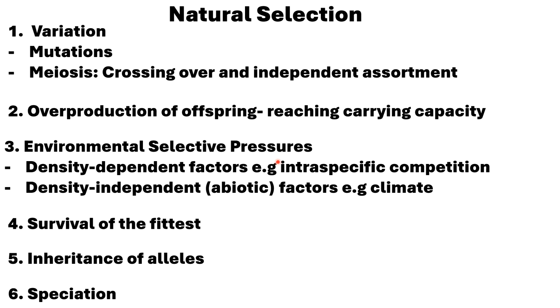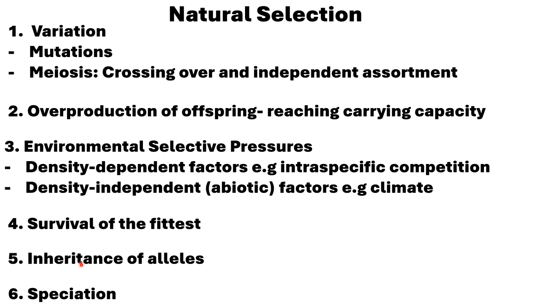All of this links to all other topics, so if you don't understand them, too bad. Fourth, survival of the fittest. Because there's a lot of competition and there are external factors, those with the right alleles, the right genes, the advantageous traits are going to survive. Then these are going to reproduce and pass on these alleles to offspring.